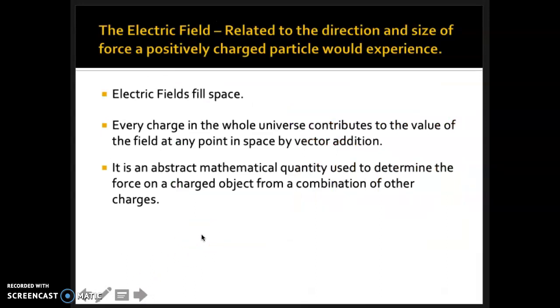So just to summarize, when we talk about an electric field, we're talking about something that fills space, just like a gravitational field. There's some kind of force at every point in space, and if there isn't, that's part of the field too. You can map it out, right? And every charge in the whole universe contributes to the value of that field and could be affected by the field also. It's an abstract mathematical quantity used to determine the force on some object from other charges that are causing this field.